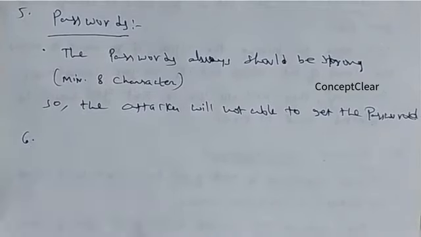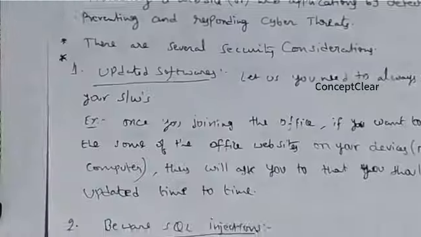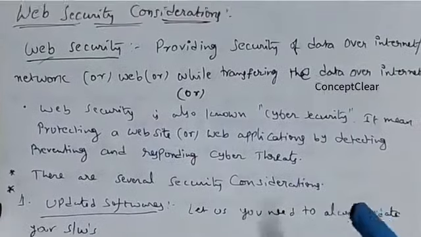The sixth one is data validation. What is data validation? The shared or exchanged data should be correct. Whether the data you are sharing is exactly correct or not will be validated by the client side and the server side. Both must accept it. Then only it is valid data, otherwise it is not valid data. These are the 6 web security considerations we have.